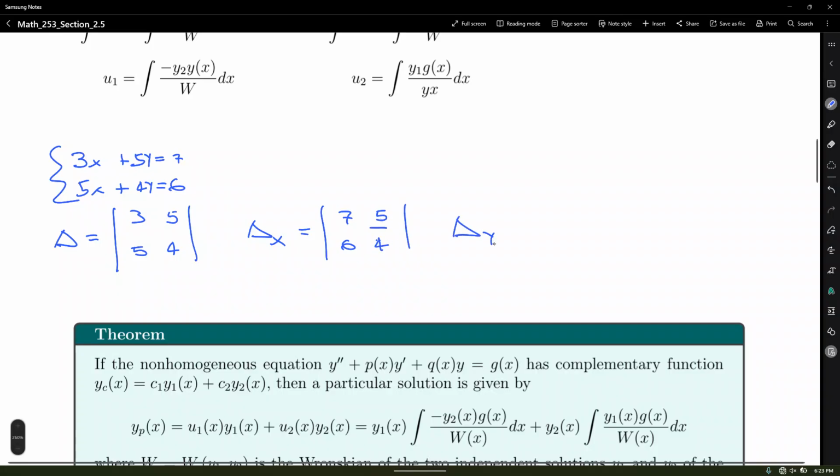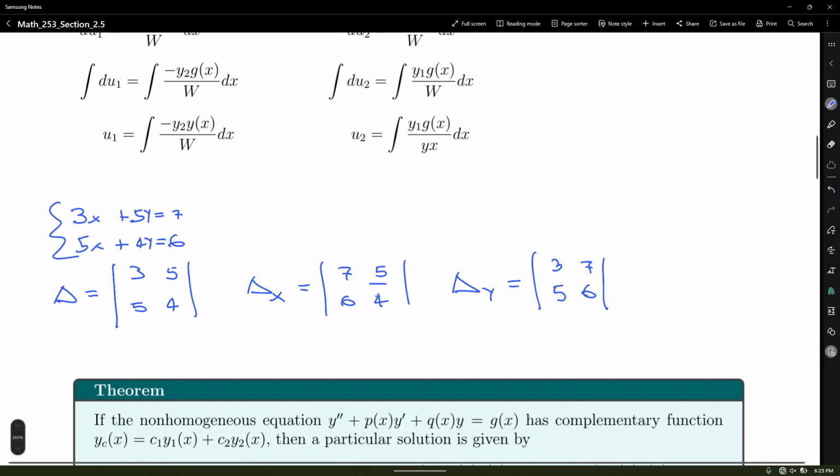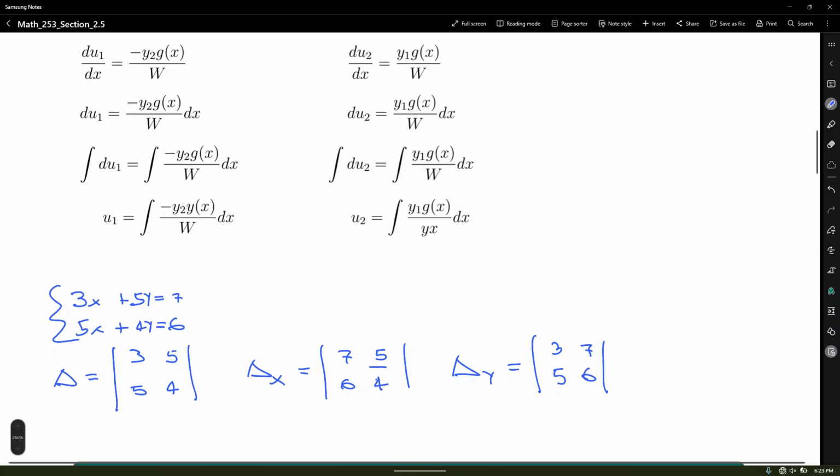And then another, delta y, where the x column remains the same. Replace the y column 5, 4 with the constant coefficients. All right? Does that ring a bell from back in either pre-calc or college algebra? Okay. We can talk about that later. Okay, I see. So now let's go back to this.